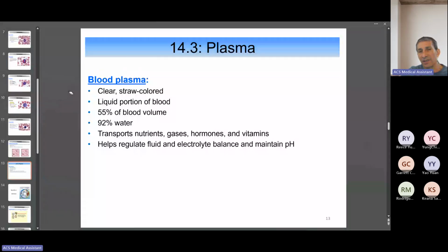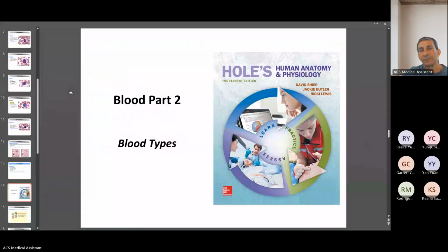So that's basically what it is. That's plasma. Okay, so we are done with the blood part, the components, and the function of each one of these components of the blood. Now we're going to talk about blood types.